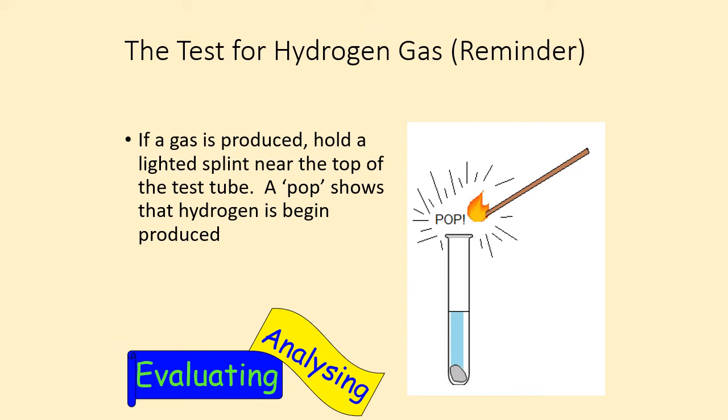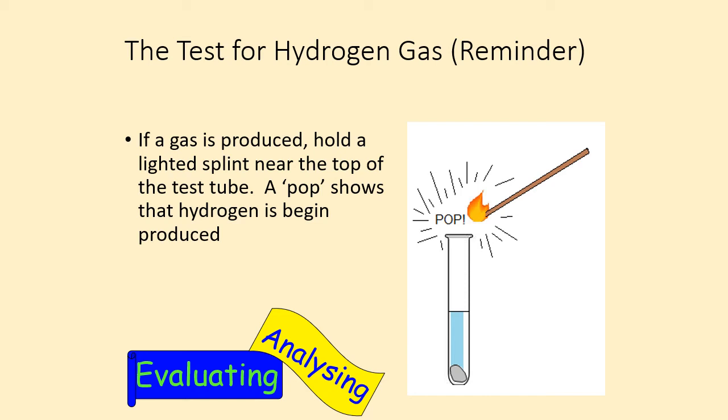And if you see any bubbles of gas being given off, what you will do is you will light a splint. So you'll have to ask the teacher to light the splint for you. And if you bring that splint near the fizzing, if you hear a pop, so a sound a bit like this, that means that that gas is hydrogen. And that is the test for hydrogen gas.